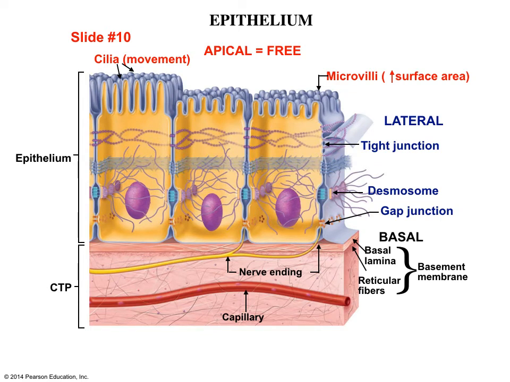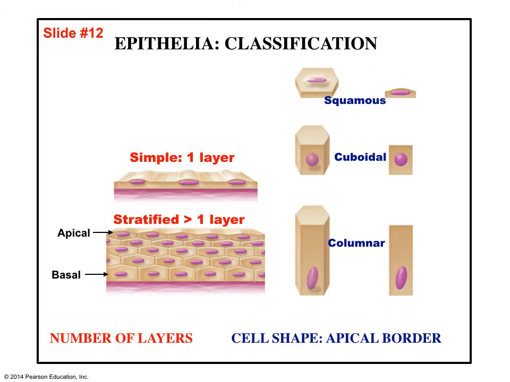This slide 10 shows all of the features that we have just discussed. Classification of epithelia would be twofold, according to the row of cells. One layer would be simple, more than one would be stratified. Shape of the cells would include flat, squamous, cube-shaped, cuboidal, tall would be columnar.